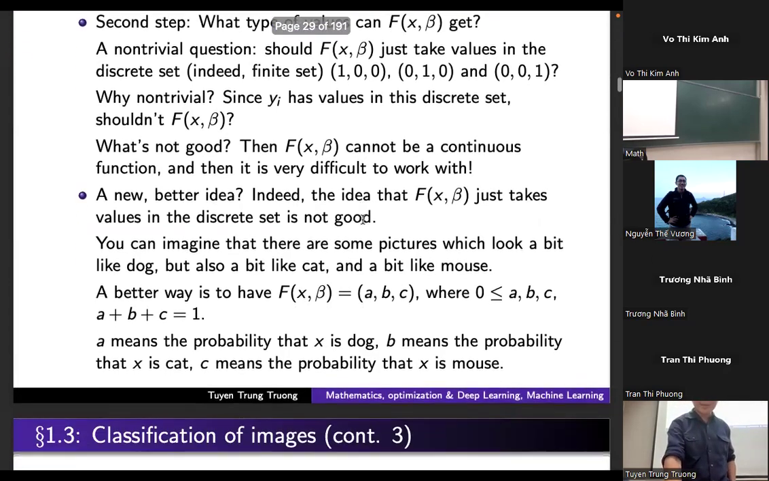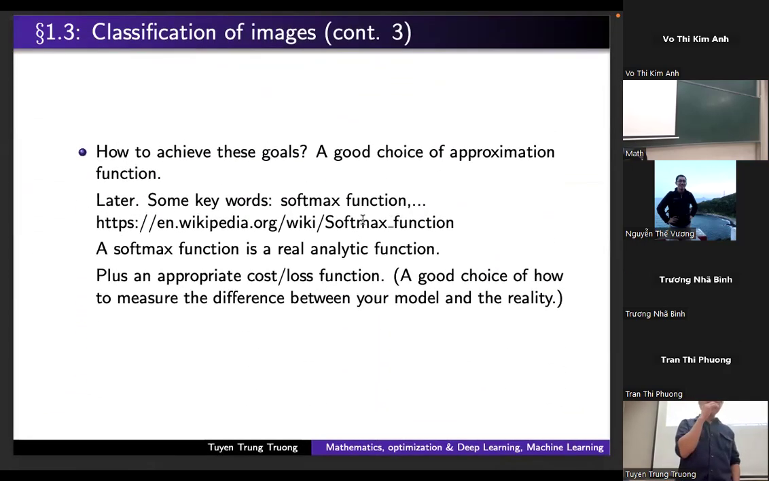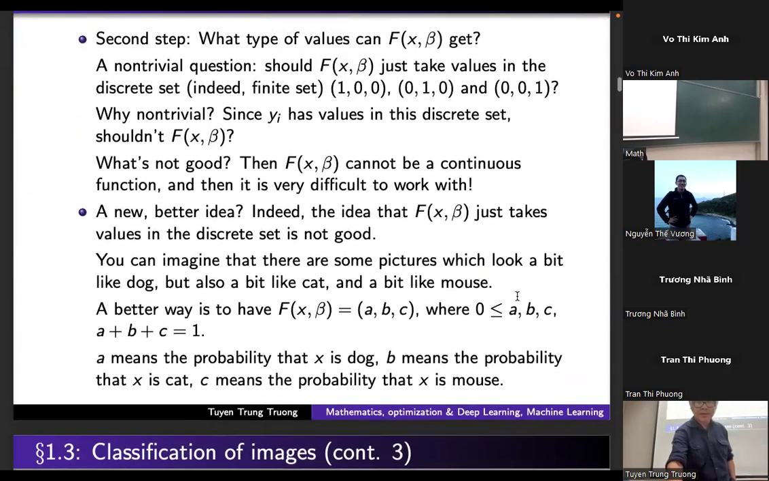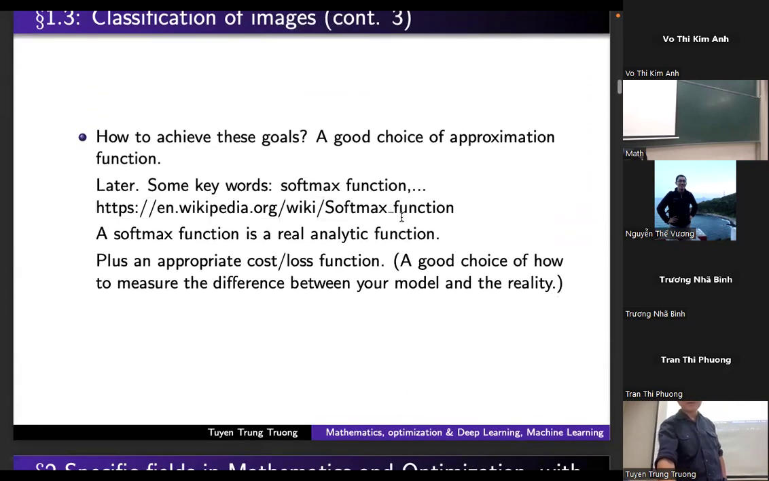So this is another idea. And how can we get these numbers A, B, C? How can we be sure that they are always bigger than 0 and the sum is 1? One idea is to use the softmax function.